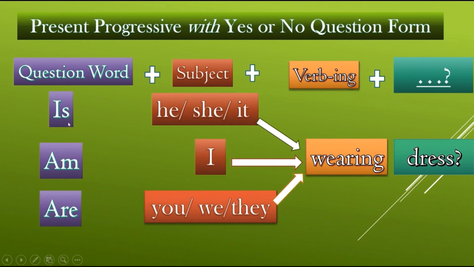This is the question form of present progressive with yes or no questions. First, we have the question word: is, am, or are, then the subject, then the verb with ing, or the present participle, and then the rest of the question.